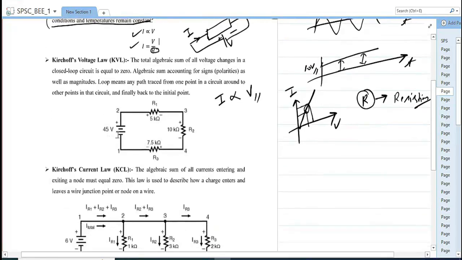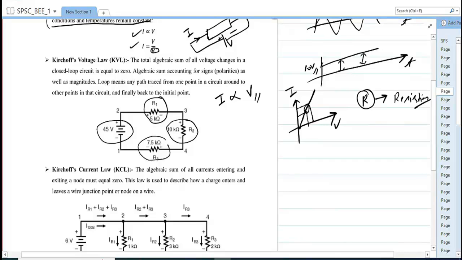Now again, the next law of basic electrical engineering, a very useful law, that is Kirchhoff's voltage law. Kirchhoff's voltage law. Now you can see here, this is a battery, this is a resistance, this is also a resistance, and this is also a resistance.